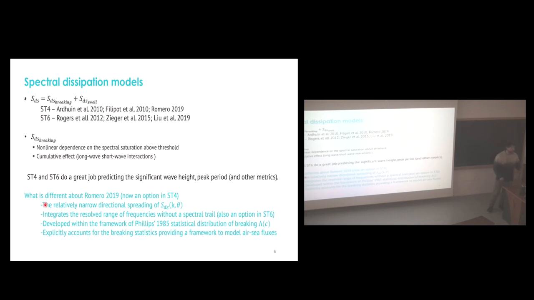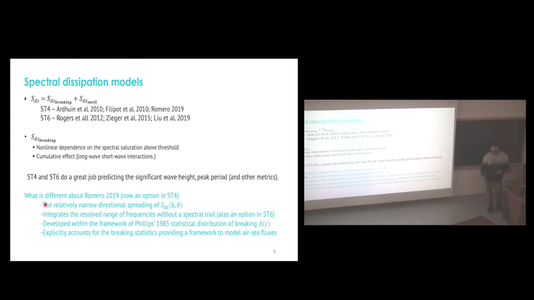And we should be thankful because they can do a pretty good job at reproducing Hs, Tp, and other spectral metrics. But there has been a systematic bias in reproducing the observed directional spreading. So motivated by that, I worked on an alternative dissipation function that could fix that bias.